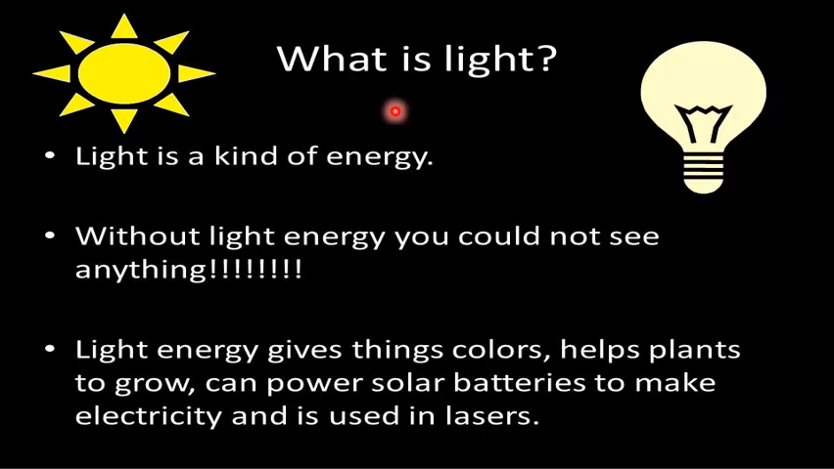What is light? Light is a kind of energy. Without light energy, you could not see anything. Light energy gives things colors, helps plants to grow, can power solar batteries to make electricity and is used in lasers as well.